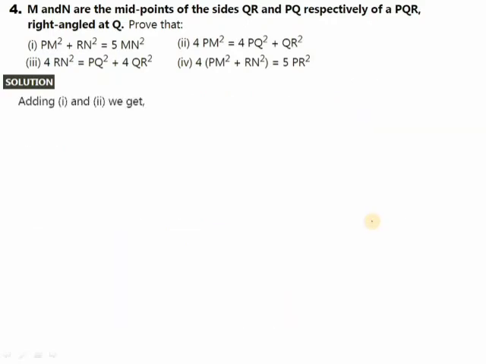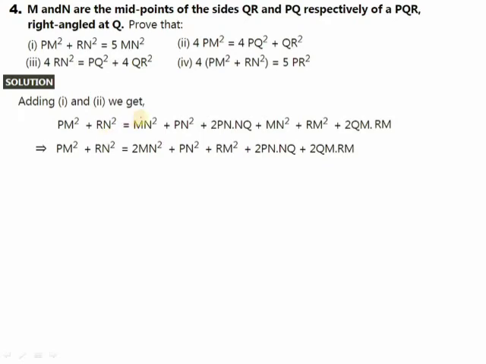Okay, so let's add 1 and 2. On the left hand side you will get this much, it's simple, and on the right hand side you get this much. If you look at this, we have MN square and MN square, so they will get added. So you have 2MN square is equal to, and these two are kept later.